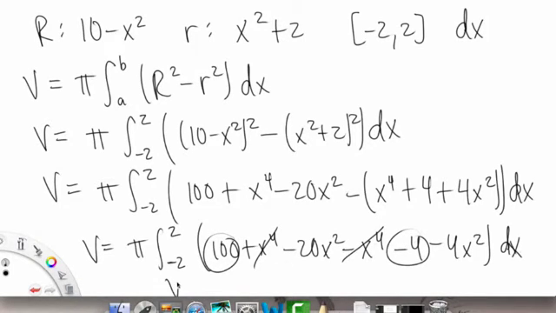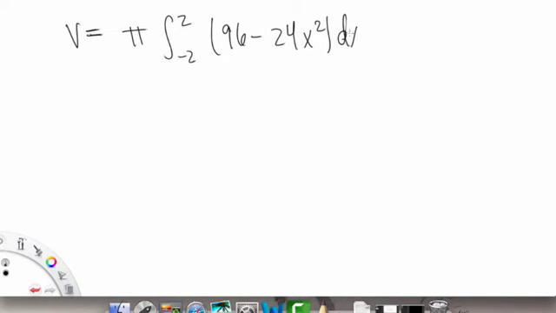So here I'll squish it down on the bottom slide, and then I'll rewrite it on the next slide as well. So pi times the integral from negative 2 to 2 of 96 and then minus a 24x squared and then a dx. Okay, so let's continue this on the next slide. So we're at the volume is so far equal to pi times the integral from negative 2 up to 2 of 96 minus 24x squared times dx.